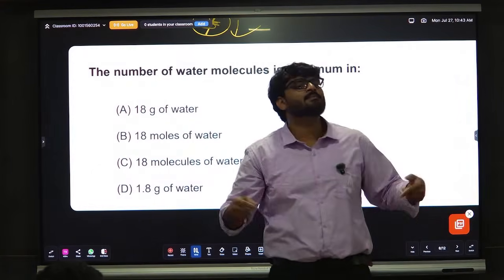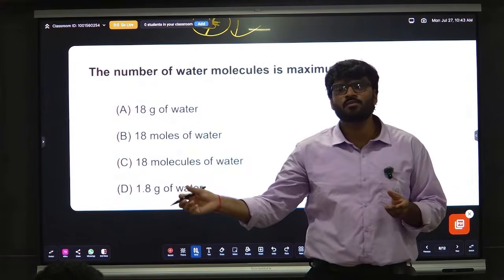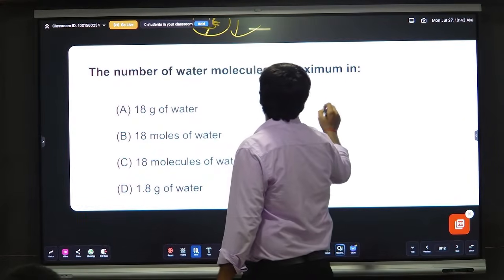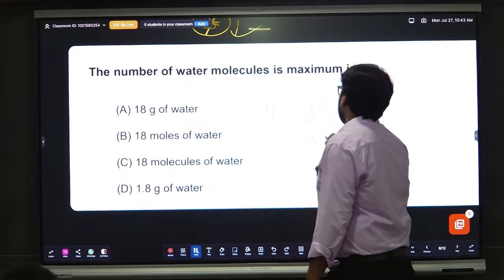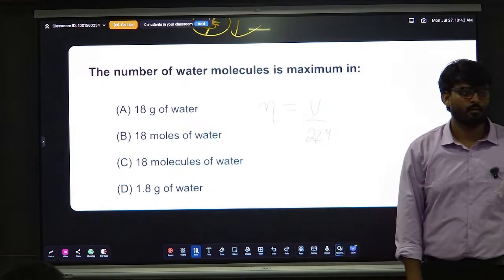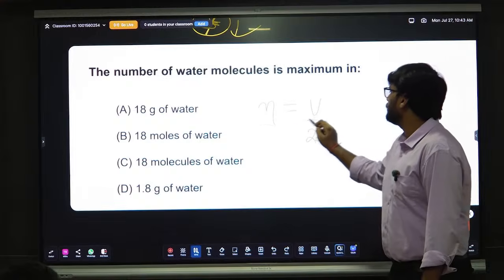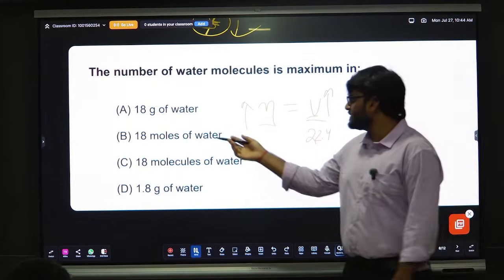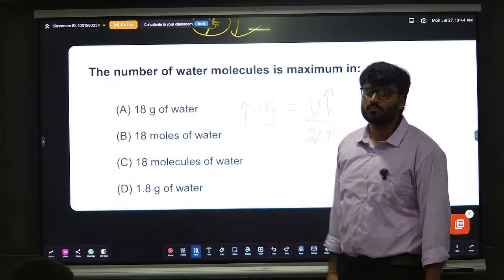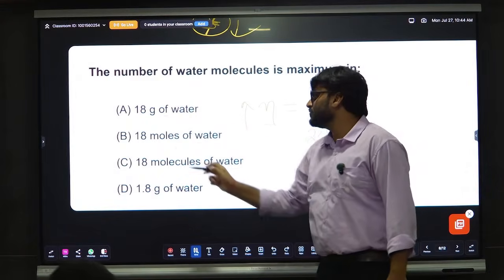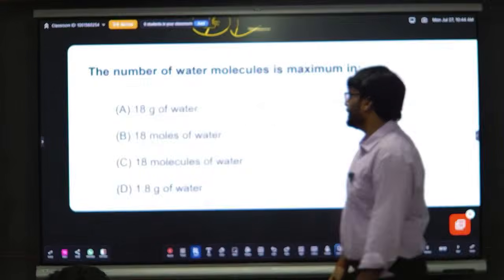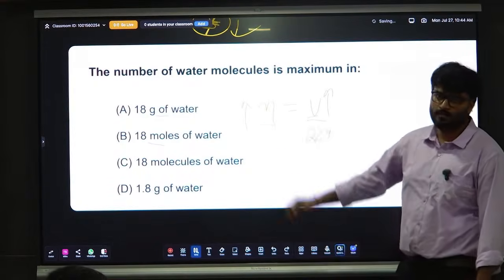For the volume, it is much easier, because number of moles and volume are directly proportional. Number of moles is equal to volume upon 22.4, so it is directly proportional. If volume is more, then number of moles will be more. In this case, you have to convert everything, because some are in grams, some in molecules, some again in grams. So 18 mole will have 18 Na particles.